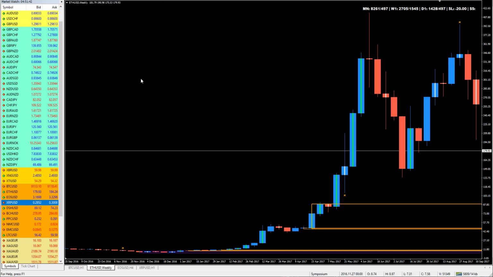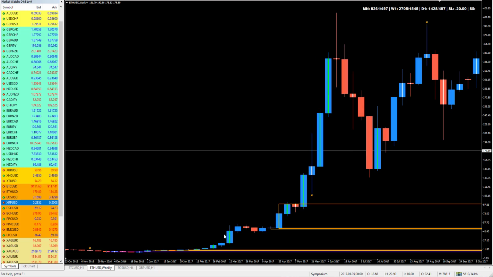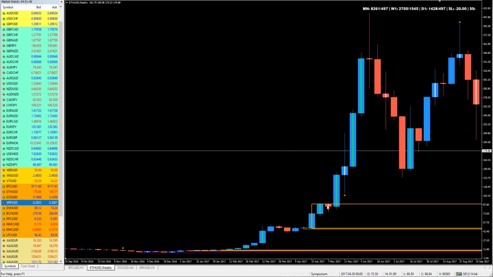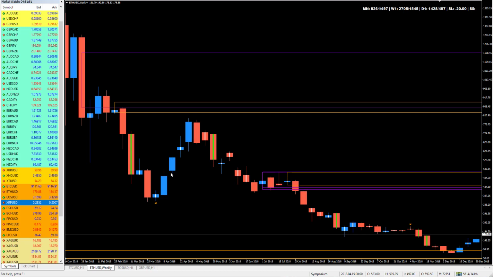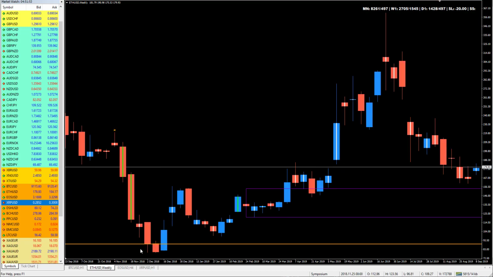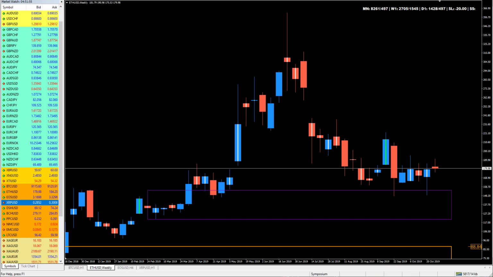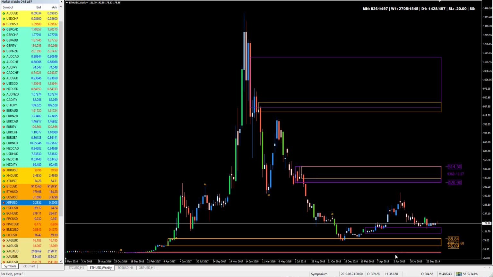Okay, zoom in a little bit. Okay, so we have this one here. So let's go back in future. Okay, we had a bit of a bounce there, and now we're mucking around. So this is a pretty interesting area here. It's been tested, it's still holding. So we have that, and also below we have this rally accumulation for 1, 2, 3, 4 weeks.